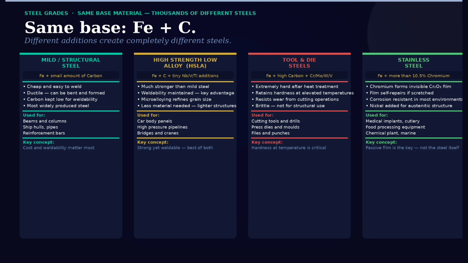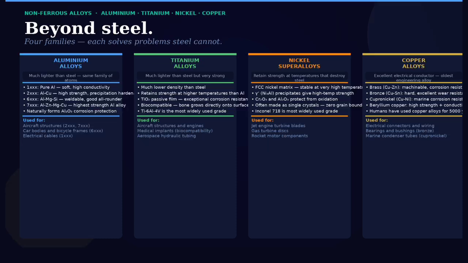And stainless steel, add more than 10.5% chromium. An invisible chromium oxide layer forms and self-repairs if scratched. This passive film gives corrosion resistance. Type 304 is the most common, used in cutlery, medical equipment, and kitchens.